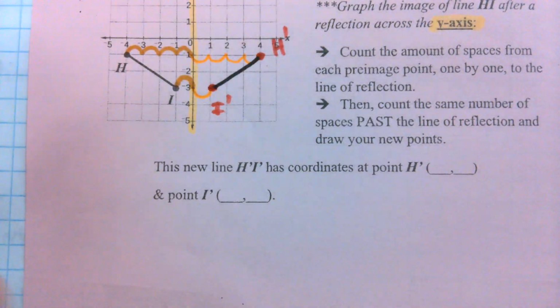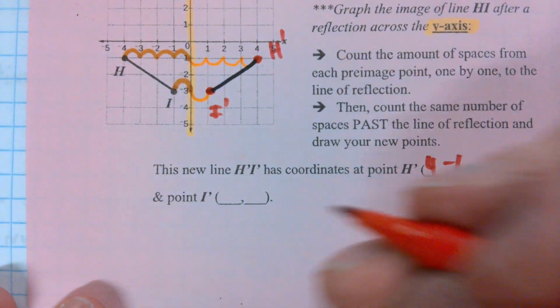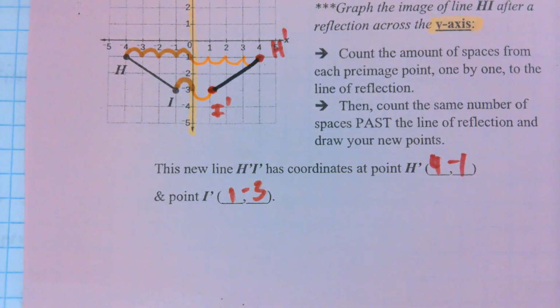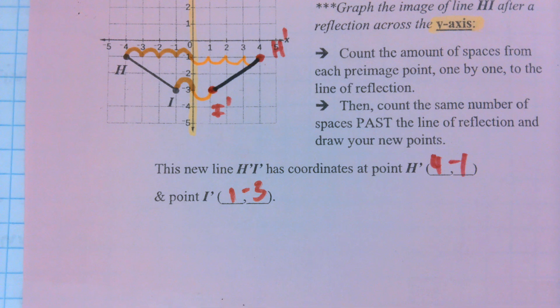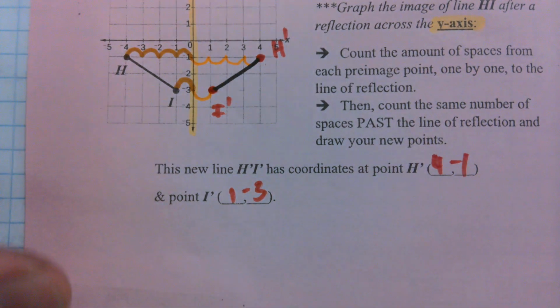Now my H prime is at 4, -1, and I prime is at 1, -3. Right? Questions I can answer about that?